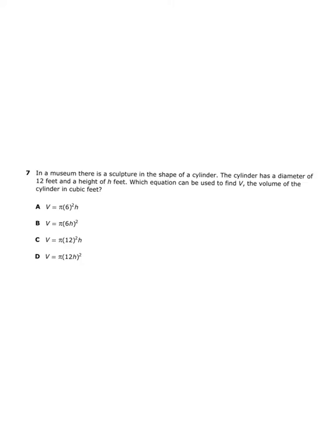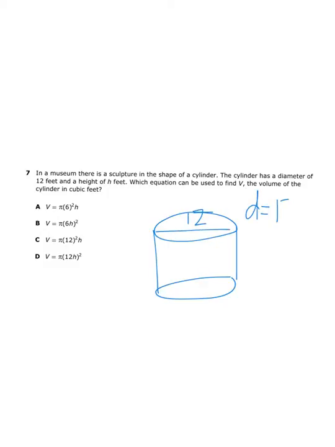Number 7. In a museum, there is a sculpture in the shape of a cylinder. So we have a cylinder. I would recommend that you draw your shape. It has a diameter of 12 feet. So the diameter is 12. If the diameter is 12, that means the radius is half of that, so 6. And the height is h feet.